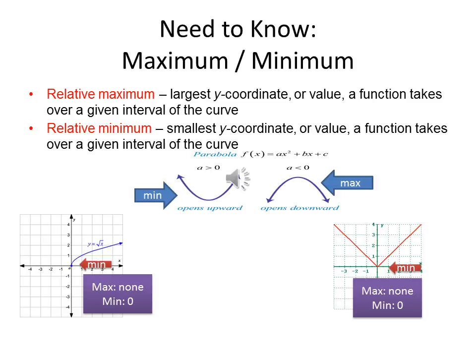If we notice the absolute value function, we have no max because the curve is open upward. So we have a min at 0. And if we also notice the square root, we have a min, but we do not have a max.